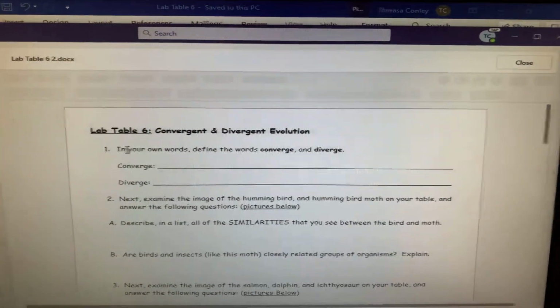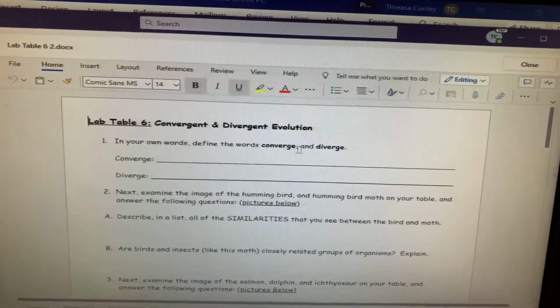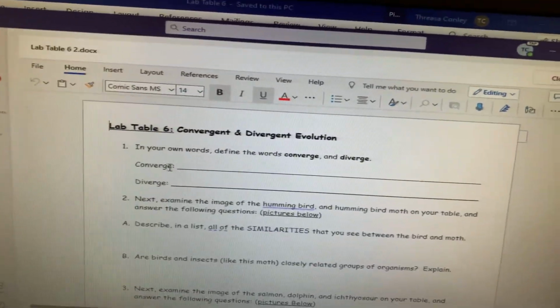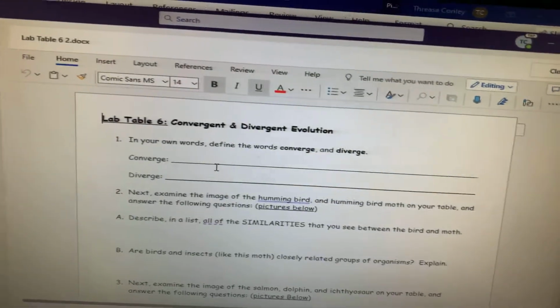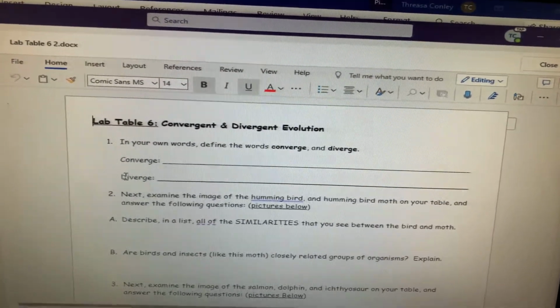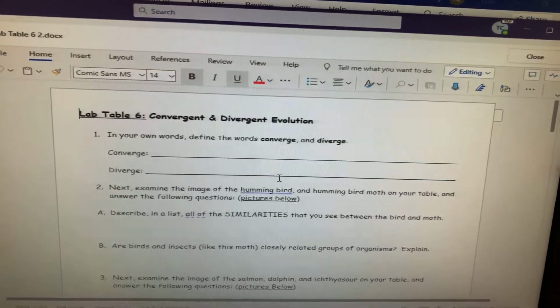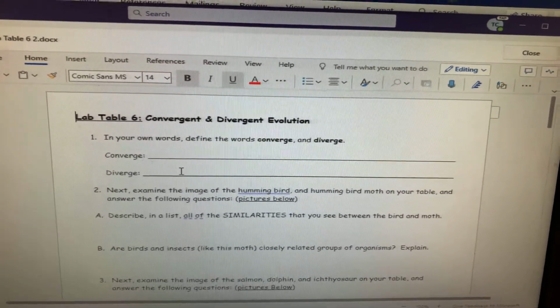So, first thing it says, in your own words, define convergent and divergent. Think of two roads. When two roads converge, what do they do? If the roads diverge apart, what do they do? You just have to try.